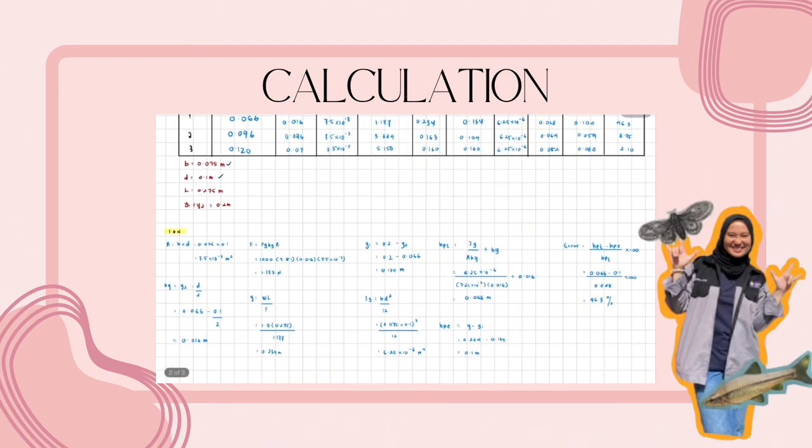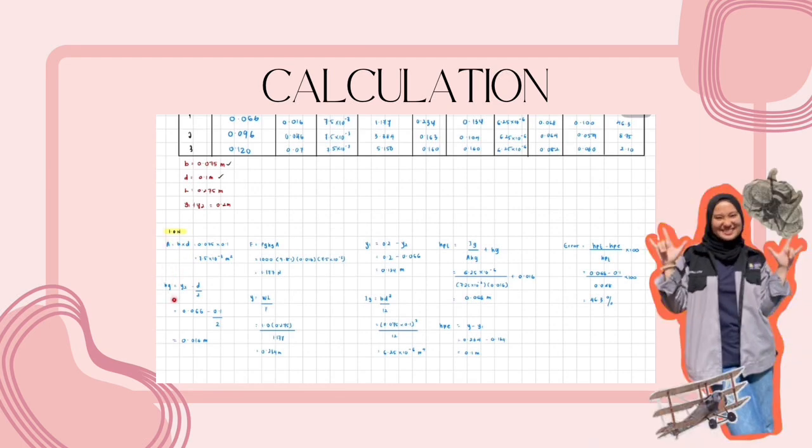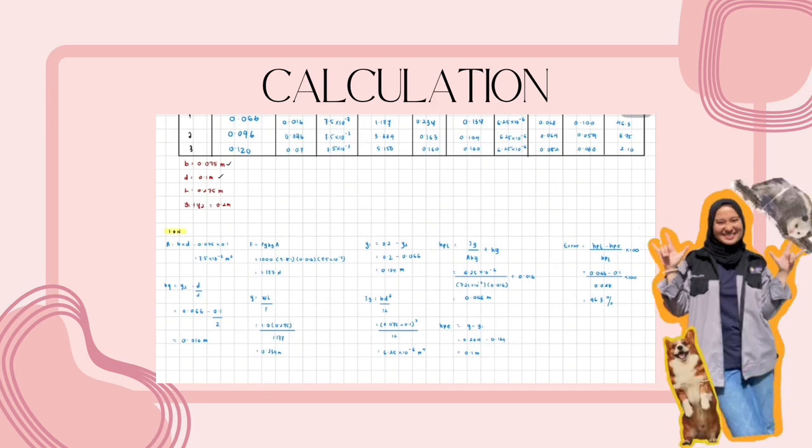So this is the example of the calculation. First, we need to find the area. Next, Hg. After that, hydrostatic force, value of y, value of y1, value of moment of inertia, value of theoretical depth, value of experimental depth, and lastly, this is the final error.